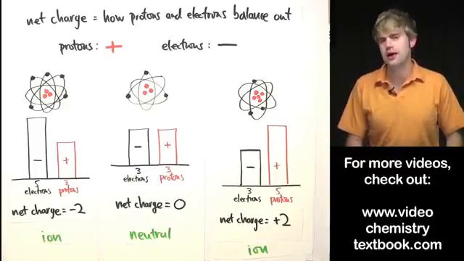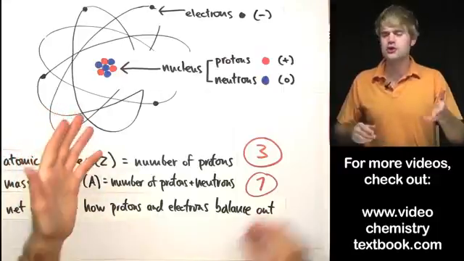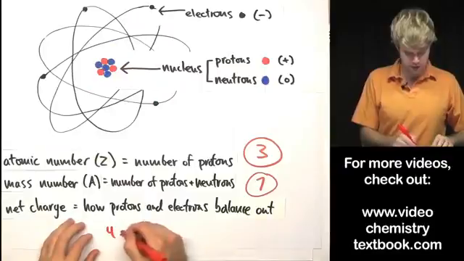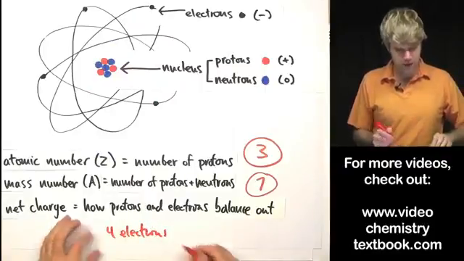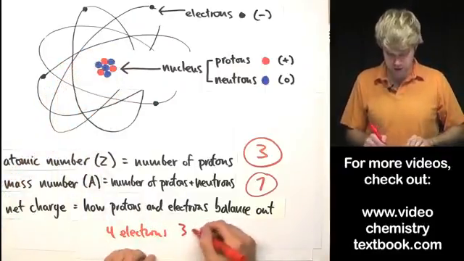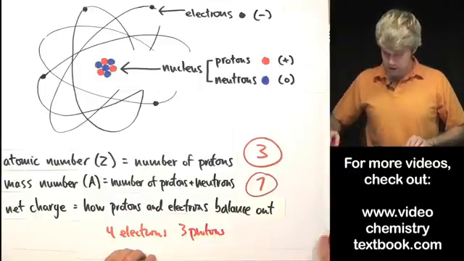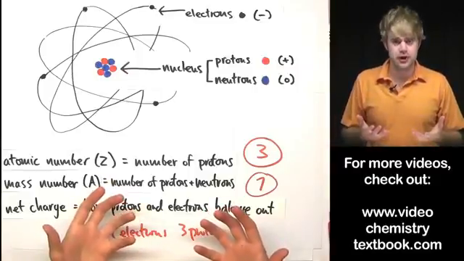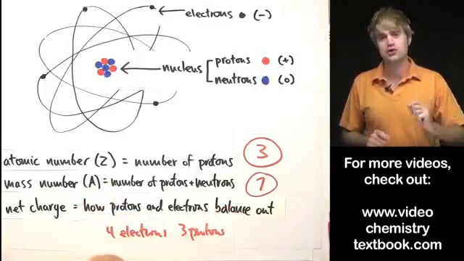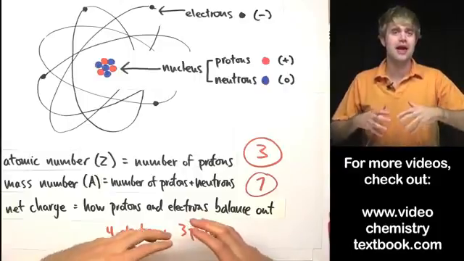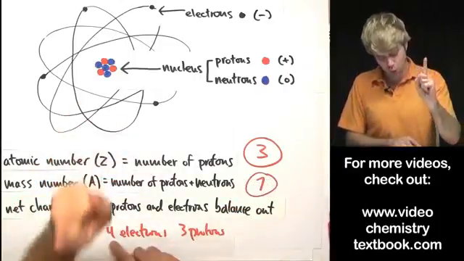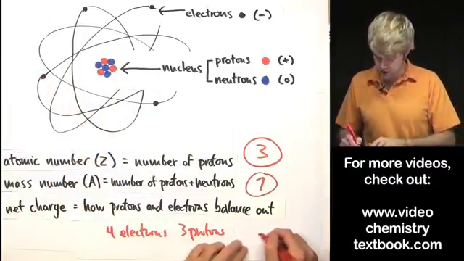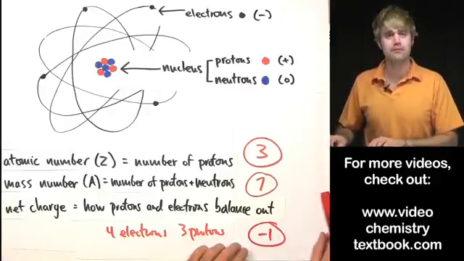So that's how you can figure out net charge. So what's the net charge for this atom? Well, we have 1, 2, 3, 4 electrons, and we have 1, 2, 3 protons. Since they're different numbers, the protons and electrons aren't going to be balancing each other out. We have 1 more electron than proton, so that means that we have a net negative charge, and since there is 1 more electron than proton, this atom here is going to have a net charge of -1.